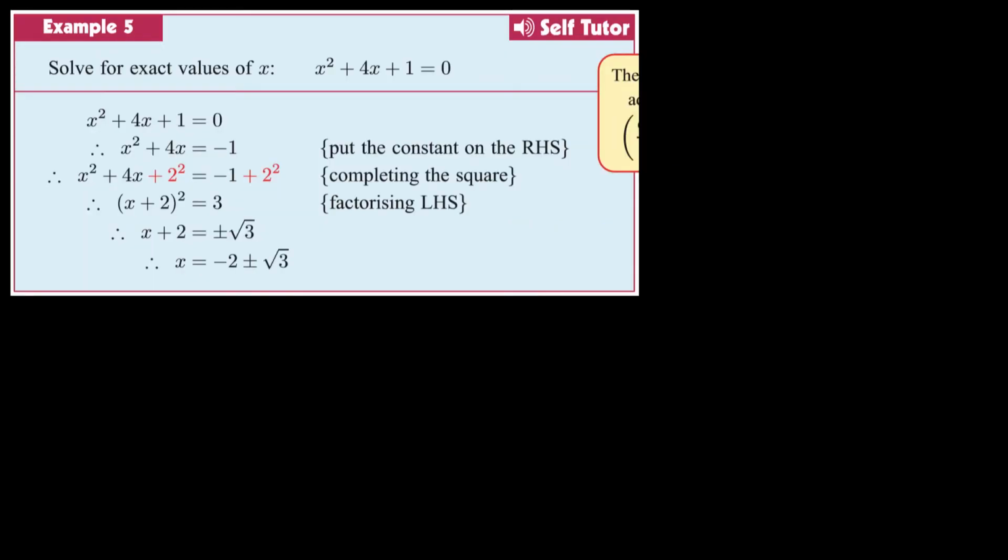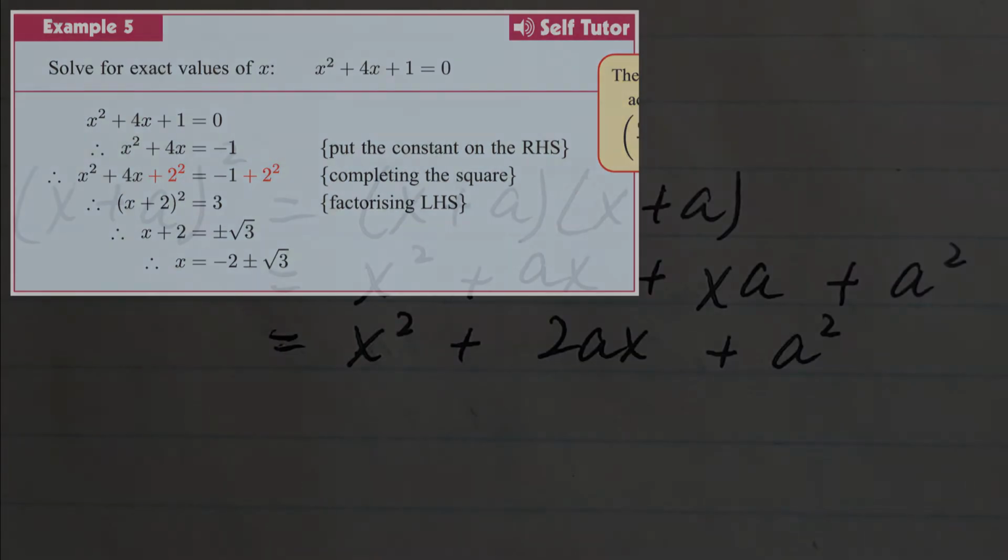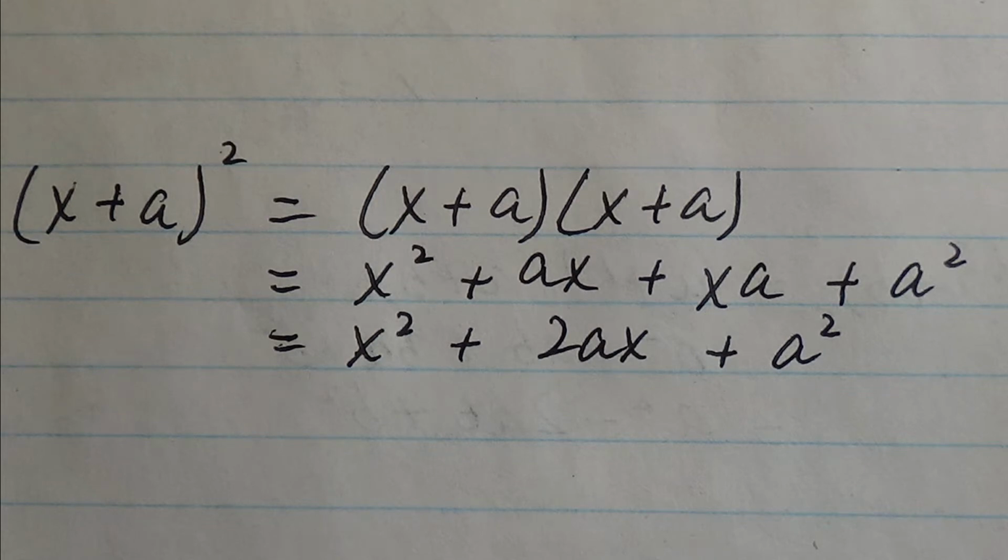In example 5, we want to convert this quadratic into a perfect square, which is basically in the form x plus a all squared. And we can do this because the x squared coefficient is 1. So let's say we have a general example of a quadratic perfect square, that's x plus a all squared. And so expanding it, you get x plus a in parentheses times x plus a in parentheses, which equals x squared plus 2ax plus a squared. So we want to convert it back from the expanded form to the more condensed factorized form.